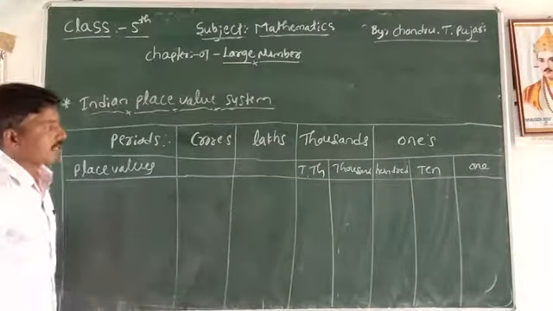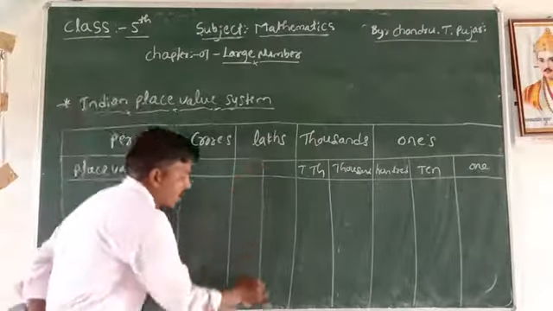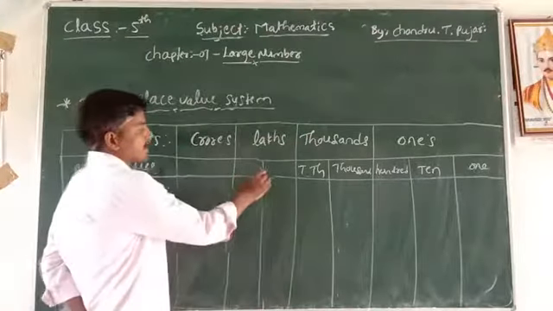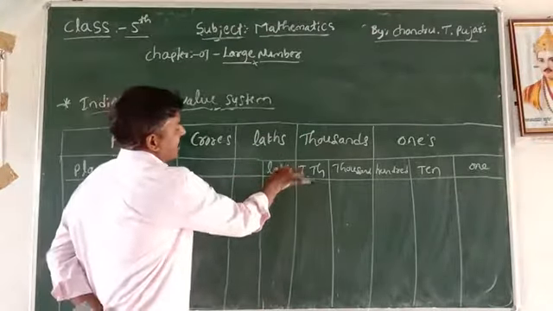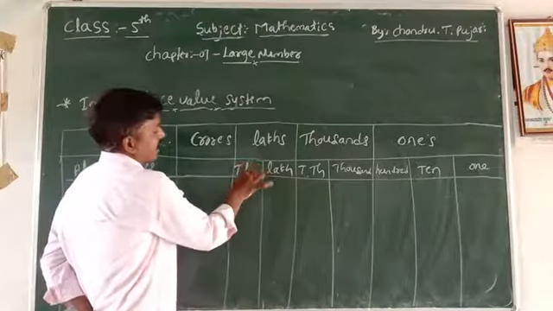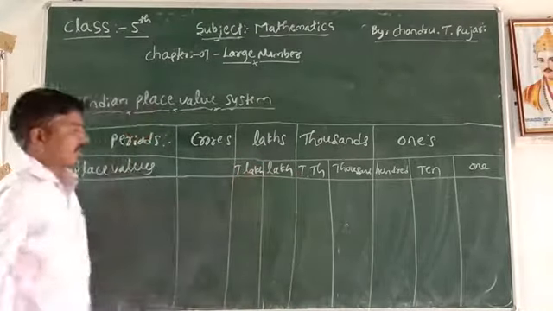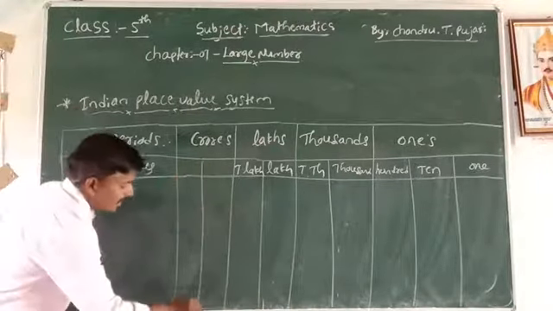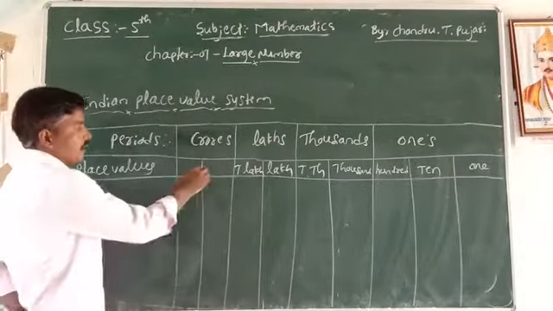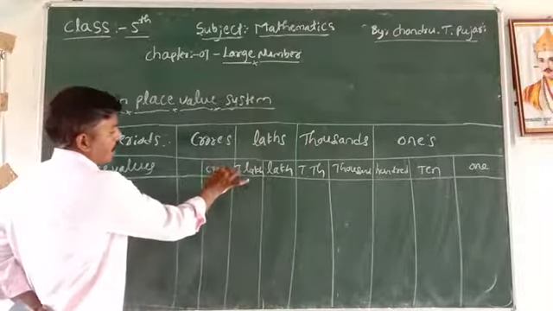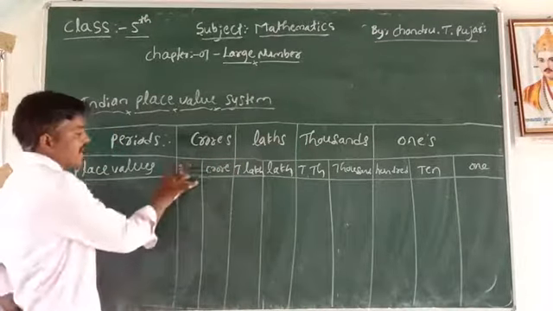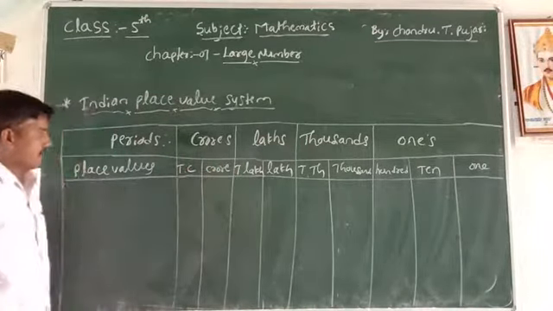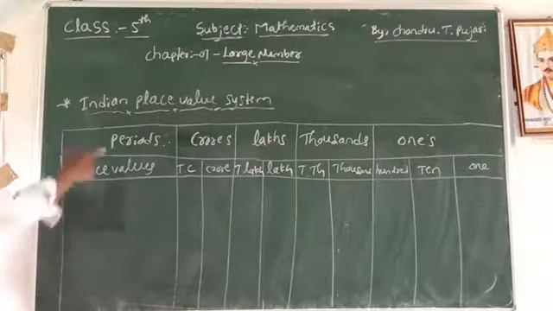In lakhs also there are two places. The first one is lakh. The second one is 10 lakh. In crores also, there is one crore, or only crore. The next is 10 crore. This is the place values in the Indian number system.